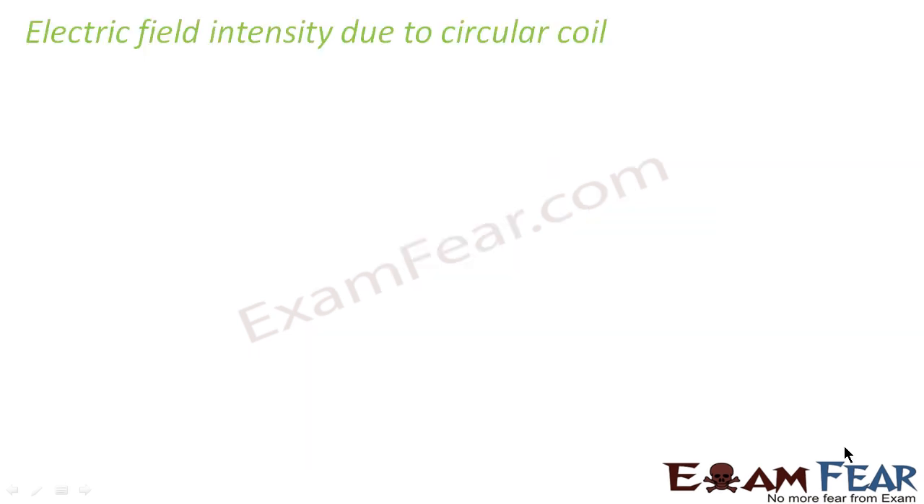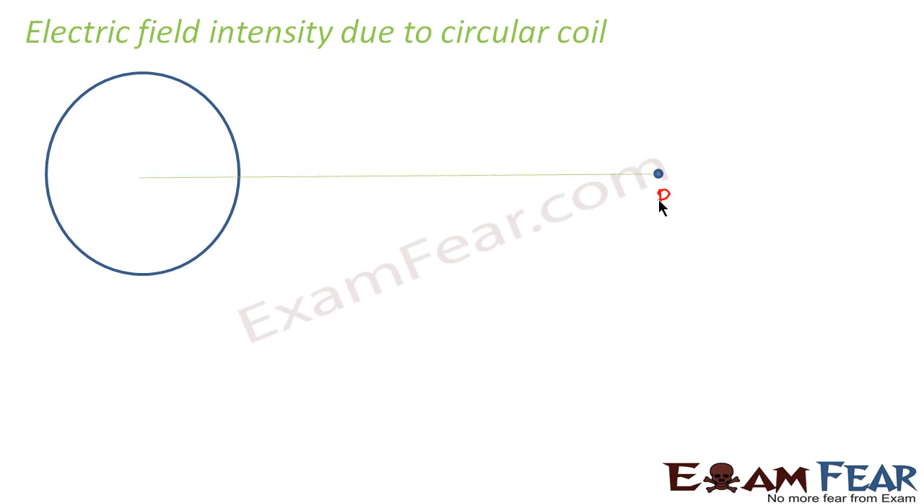Go ahead and look at the electric field intensity due to a circular coil. So instead of the infinitely long conductor, now we have a circular coil. This is our circular coil, which is a conductor carrying current. We have to calculate the electric field at some point P, which is located at some distance x from the center of the coil. So we have to find out the electric field at this point.